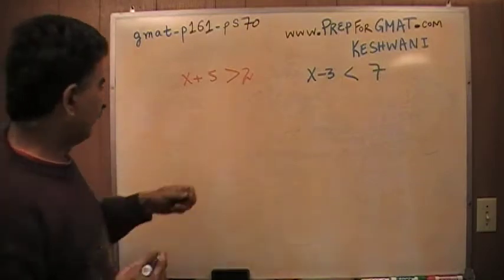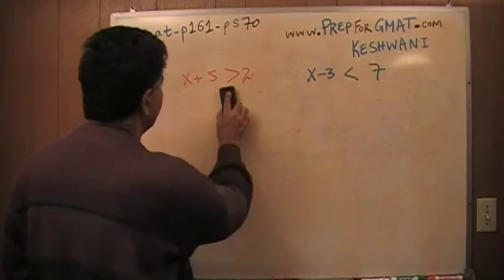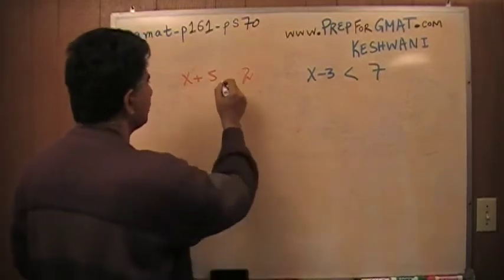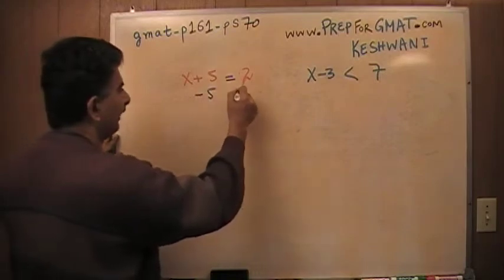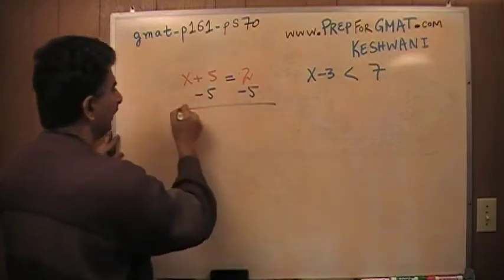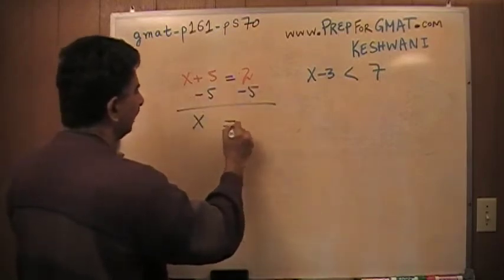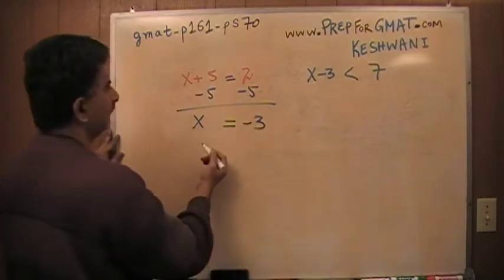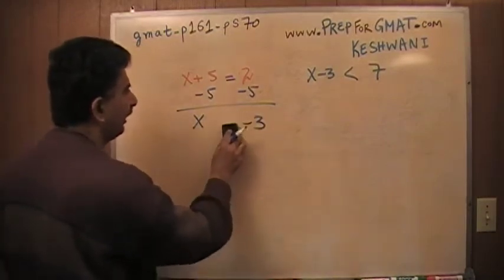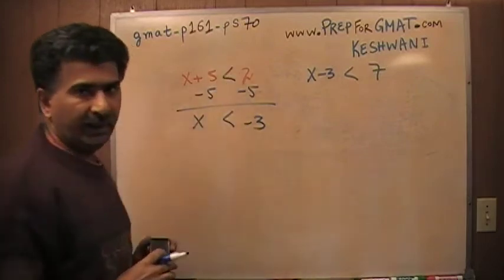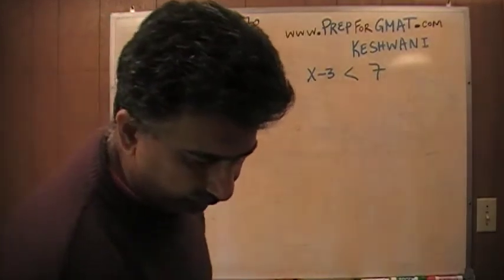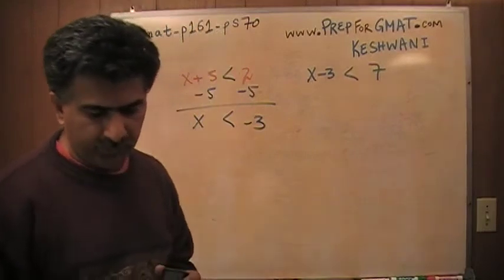If you had an equal sign here, what would you have done if you wanted to solve for x? You would subtract 5 from both sides, and you will get x equals negative 3. Well, having an inequality sign does not change anything. The same rules apply for inequality as well.